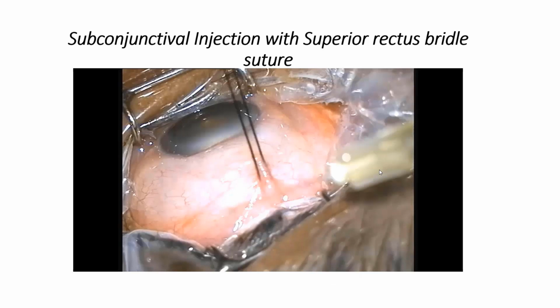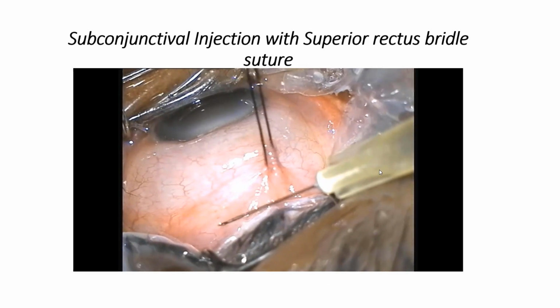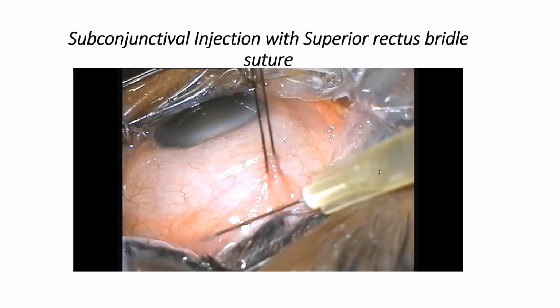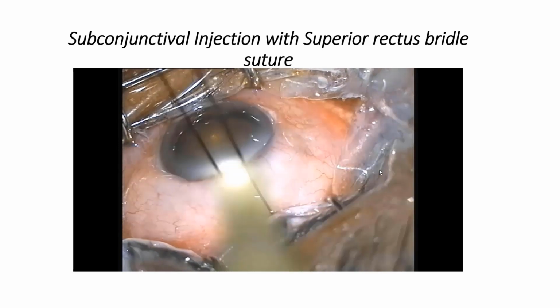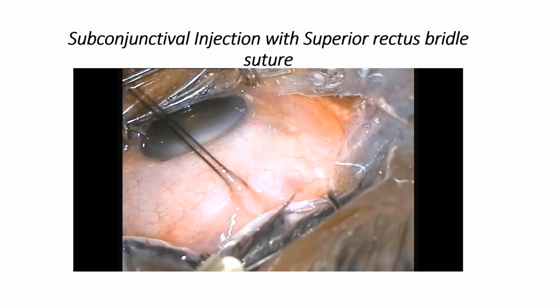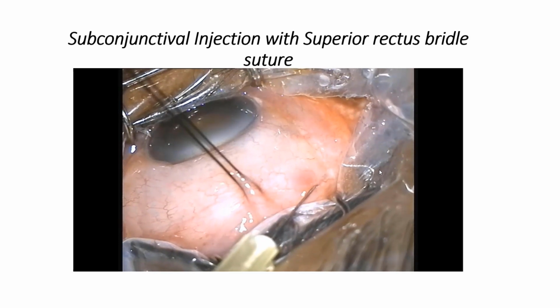Subconjunctival injection with superior rectus bridle suture. A 30 gauge needle is introduced on either side of the bridle suture. Care should be taken not to damage the rectus muscle. To avoid migration to the limbus, the drug is swiped posteriorly.